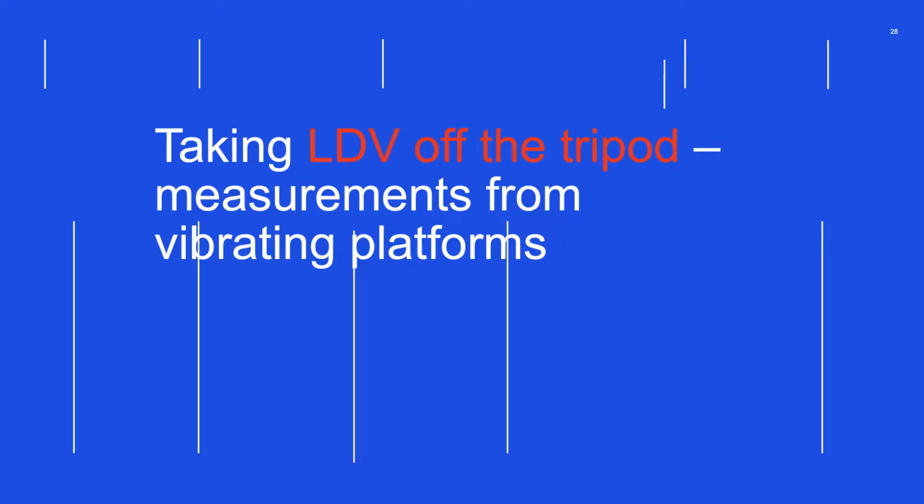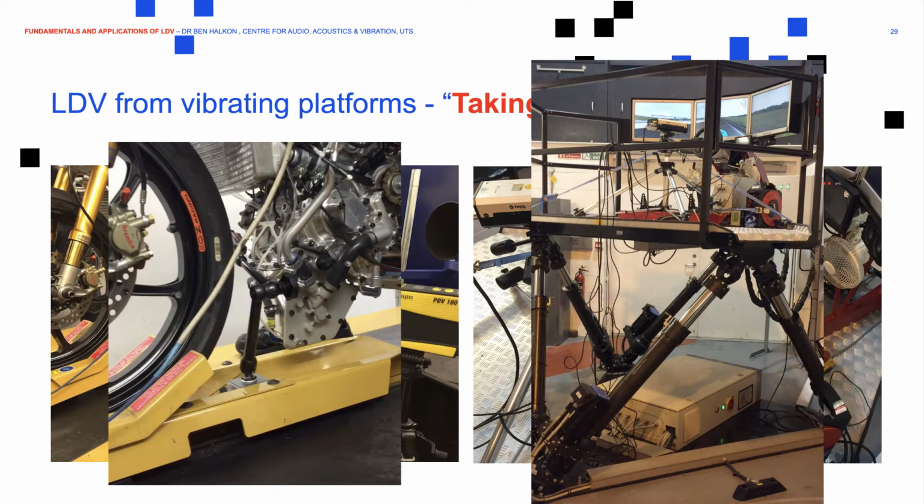What else is happening? We're taking vibrometers off the tripod. We're putting them on vibrating platforms. We're using them to augment sensor arrays for potentially autonomous systems. And this is really exciting for me, and I know a group of others within the room.